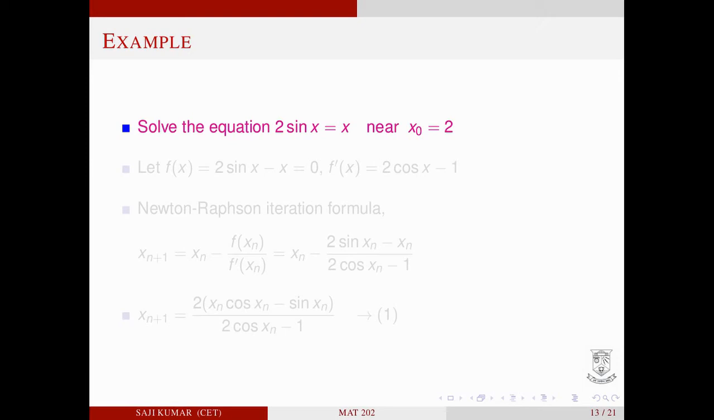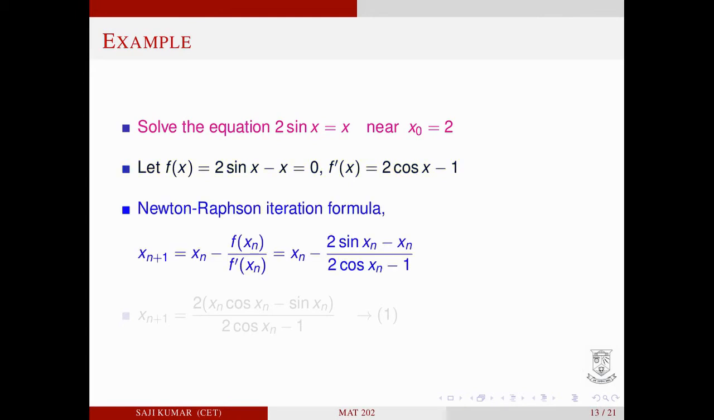Now we can consider one example. Solve the equation 2 sin x equal to x near x0 is equal to 2. If f(x) is equal to 2 sin x minus x equal to 0, then its derivative f dash x is equal to 2 cos x minus 1. Newton-Raphson iteration formula: xn plus 1 is equal to xn minus f(xn) by f dash of xn. Substituting for f(xn) and f dash xn in this formula, we get xn minus (2 sin xn minus xn) divided by (2 cos xn minus 1). Simplifying the expression, we get xn plus 1 is equal to 2 into (xn cos xn minus sin xn) divided by (2 cos xn minus 1).